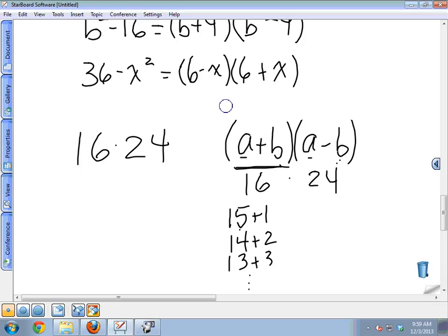So what we're looking for is an A here and a B here. When I add them, I'm going to get 16, and when I subtract them, I'm going to get 24. Think about it, and let's see what you can come up with, okay?